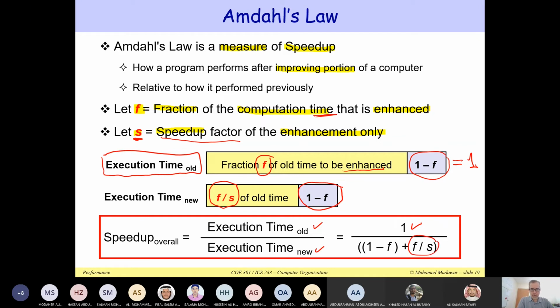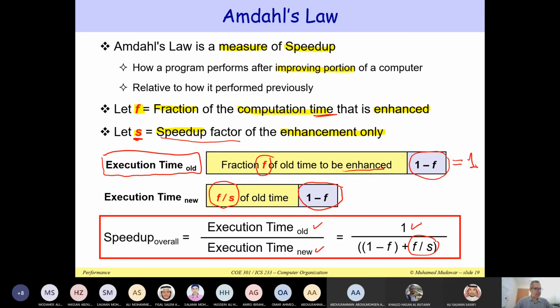plus the 1 minus F. So that's actually this. You can say here, let us say T on top, you write T below, so T divided by T will cancel each other. So we don't really care what the old execution time is. So what is left is 1 divided by 1 minus F, that's the fraction that we did not enhance, plus F over S, that's the fraction that was enhanced by a factor of S. So here is the equation for Amdahl's law.